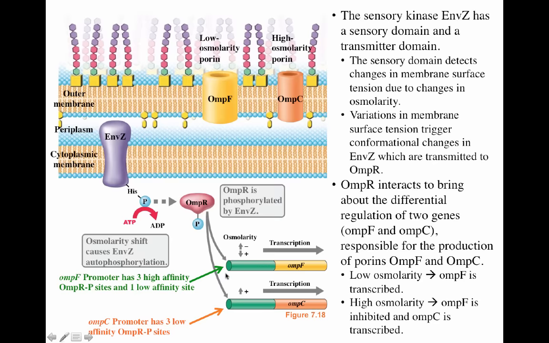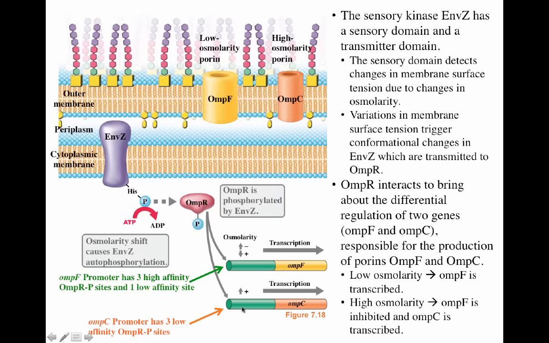So binding to the 3 high affinity sites at low concentration turns the promoter on, but binding to the high affinity sites and the low affinity one is going to turn that promoter off. Therefore, at high osmolarity, you shut down the OmpF protein.